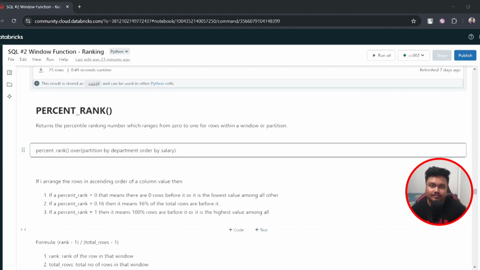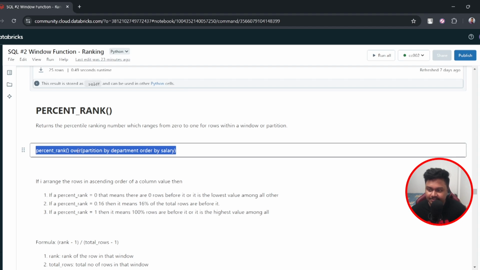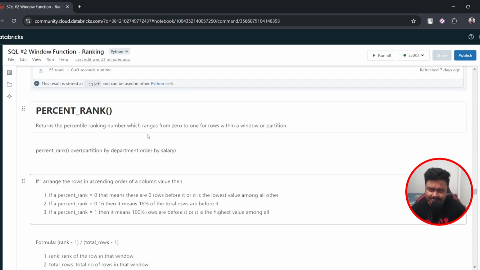So the first topic of this video is percent rank. What is percent rank? It returns the percentile ranking number which ranges from 0 to 1 for rows within a window or a partition. Below is the syntax for percent rank. So it's percent rank over partition by department order by salary. Now let's try to understand what percent rank is and how it works.